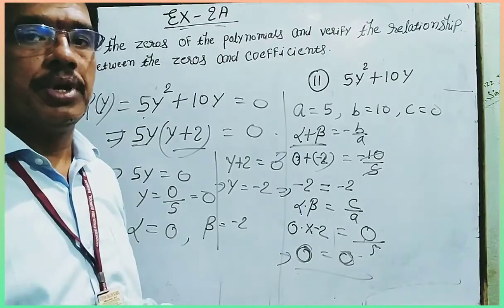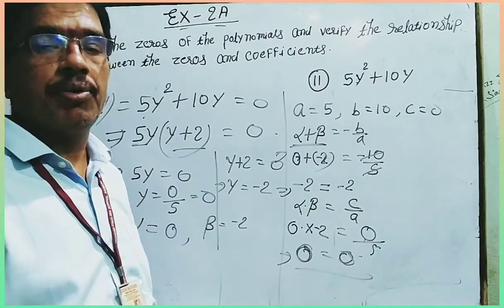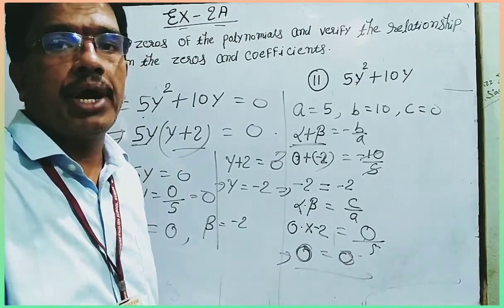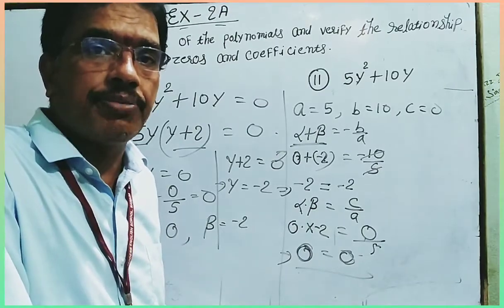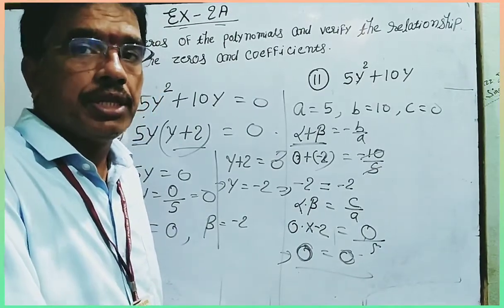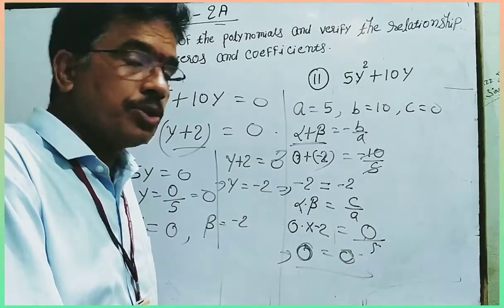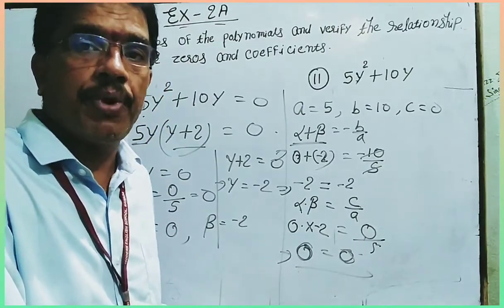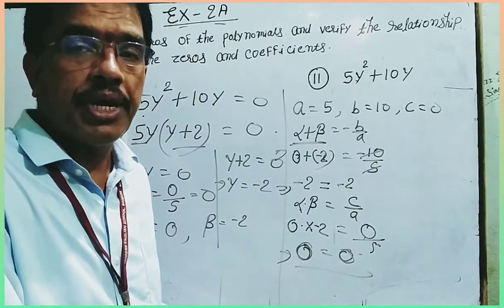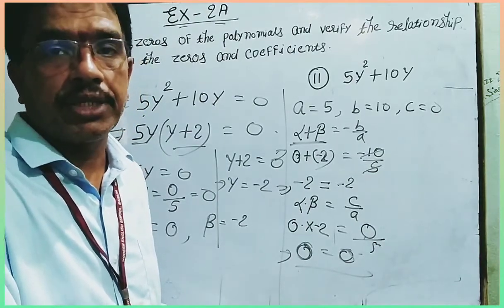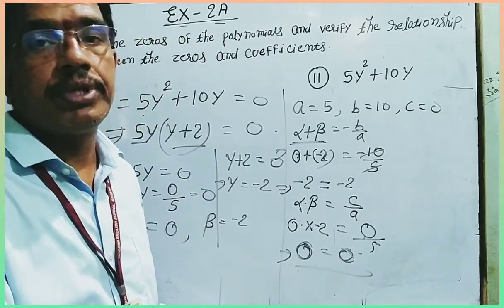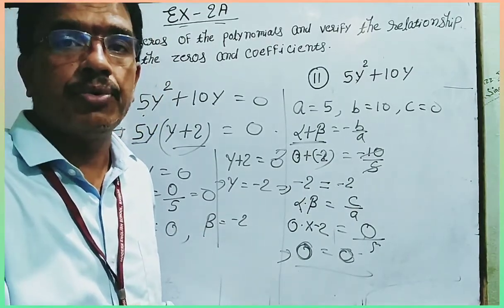Today I solved 5 or 6 questions with only one method, showing how you can find the zeros and how you can find the relationship between the zeros and coefficients. Dear students, there are questions up to 11 and 12, so you try to solve the remaining questions. If you have any problem, then contact me on my personal WhatsApp number. So dear students, now try to solve the remaining questions, 1 to 12.